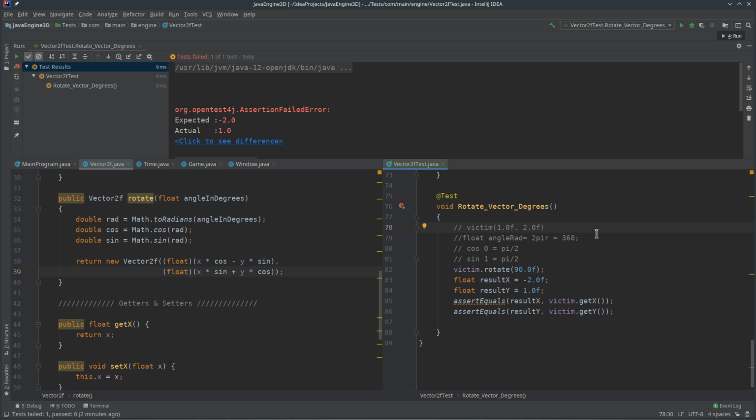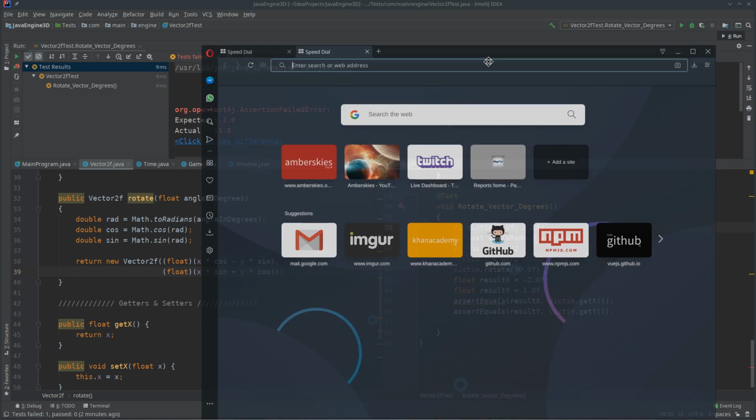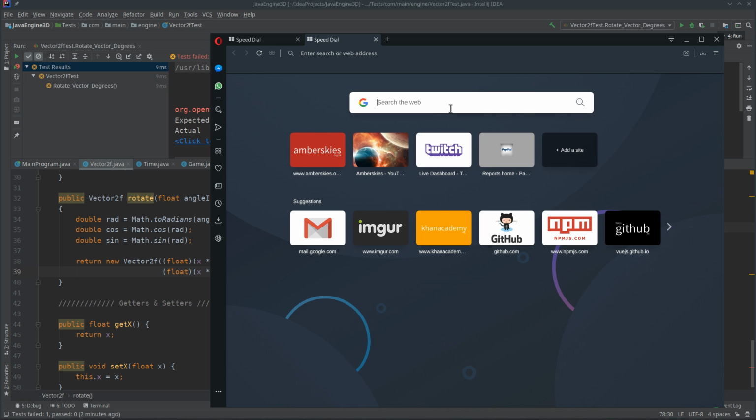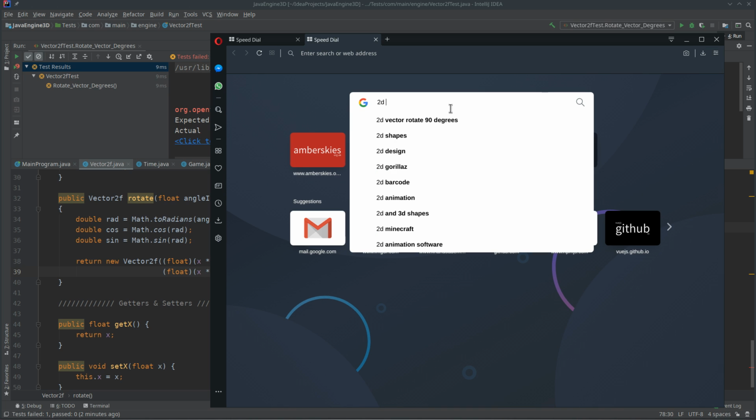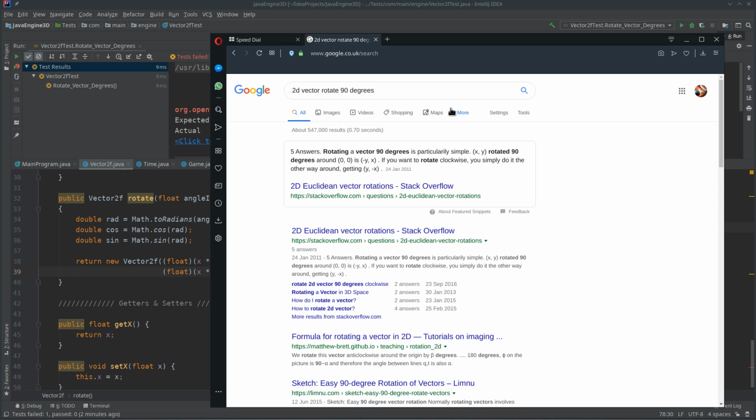Okay, do we have a calculator online? I wonder who we're supposed to normalise for that. I might be wrong here. 2D vector. Rotate by 90 degrees. Is it supposed to be... I wonder if we're getting y minus x. We aren't, are we? It's not swapping around.